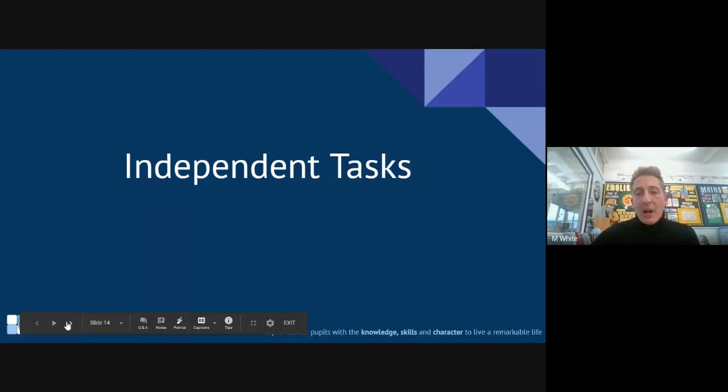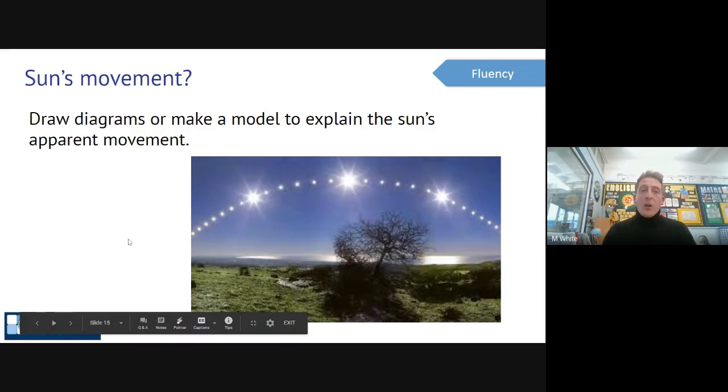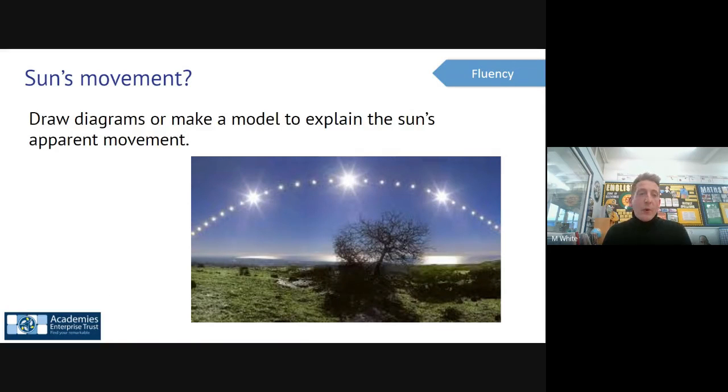So now what I'm going to talk about is our independent task. So what I'm expecting you to produce this afternoon. The first thing I'd like you to do, and I will share some resources in the Google Classroom for this, is to draw a diagram or make a model to explain the sun's apparent movement across the sky.